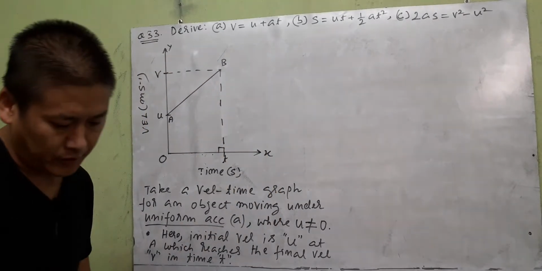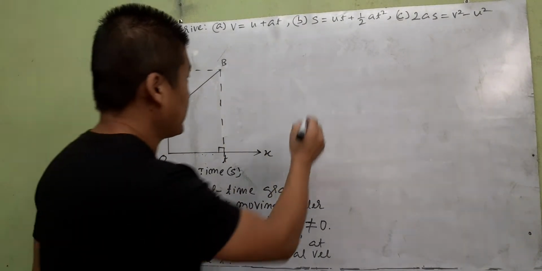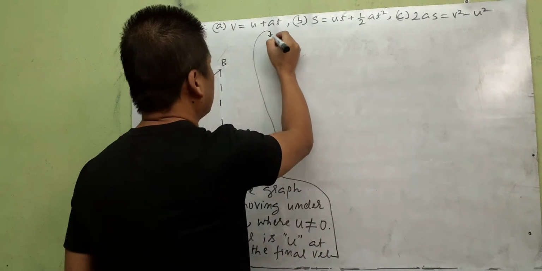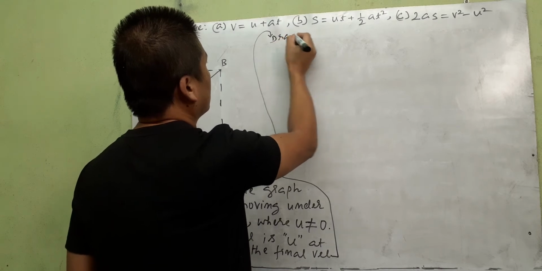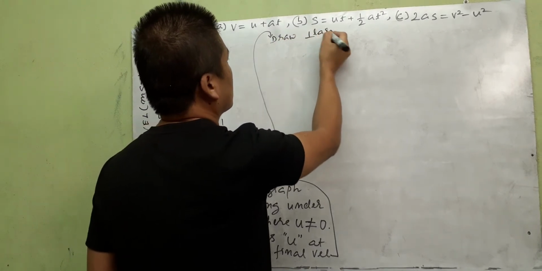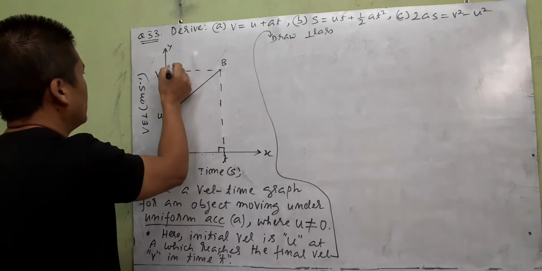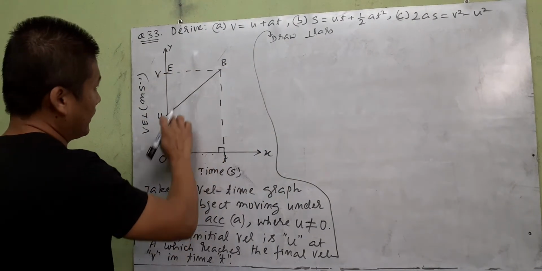Now let us draw here. From here we come and draw perpendiculars. Let us say this is BE and this one is BC.